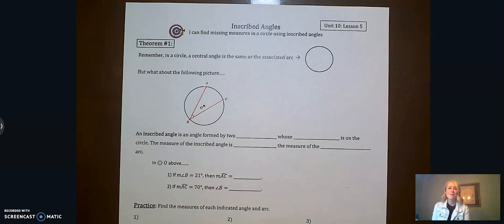We are back with another lesson. I'm not going to lie to you guys, lesson 5 over inscribed angles. This is by far my favorite circle lesson. So yay, maybe that's good news. Maybe my opinion means nothing.